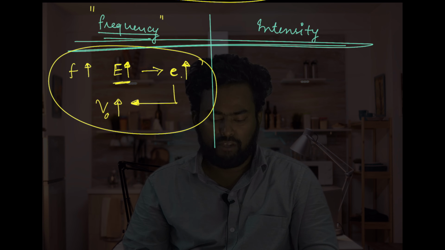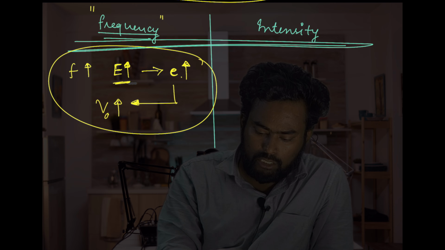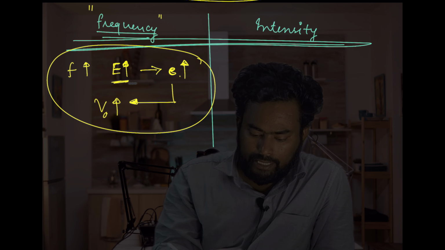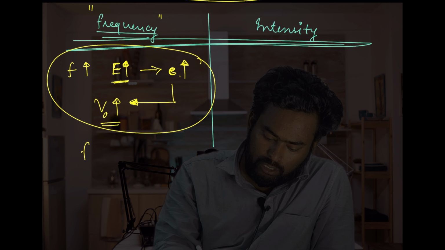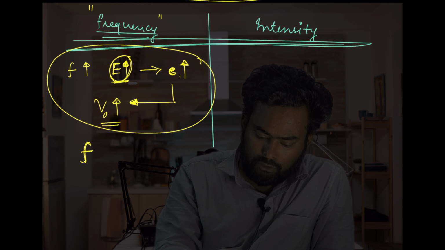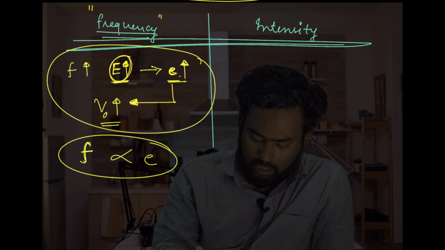If you increase the frequency, then the energy of the photons will increase, the energy of the photoelectrons will also increase, so stopping potential will also increase. Important point, there is no direct proportionality, like if you increase the frequency, the energy of the photon will increase, but the energy of the photoelectrons will not increase. So this is not true.